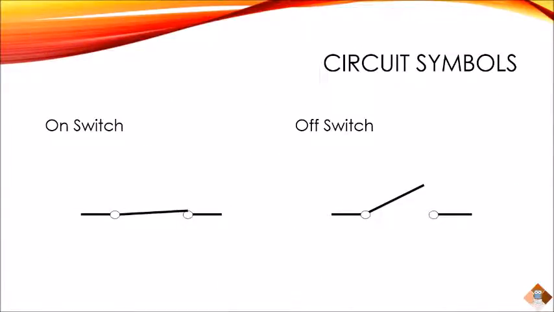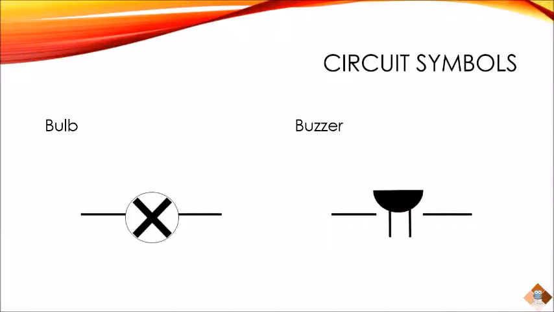There are two symbols for a switch. An on switch, which is where the line is connected to the two dots, or the two ends of the wire, and an off switch, where the line is not connected, so the current can't flow through, much like in a series circuit like we were on about earlier. These two you might recognise: a bulb, which is what we use for lights, and a buzzer, which is a component that makes a sound when the electric current passes through it.